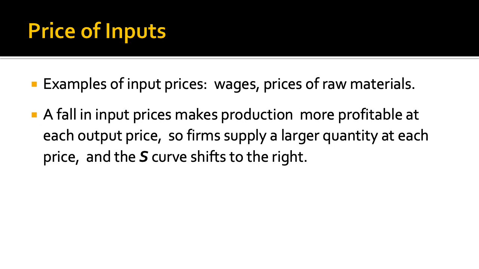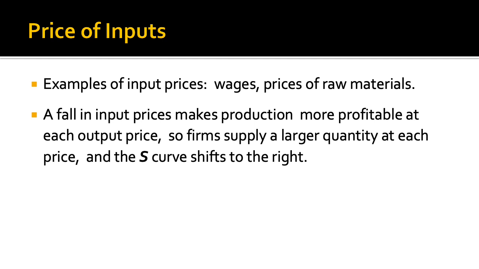Price of inputs. Examples of input prices. Inputs are factors of production. Whenever the price of the factors of production goes up, that's an increase in the price of inputs. This includes wages, prices of raw materials, the capital, the building that these firms function in, and the equipment necessary to produce the final output. Any change in the price of these will result in a shifting of the supply curve.